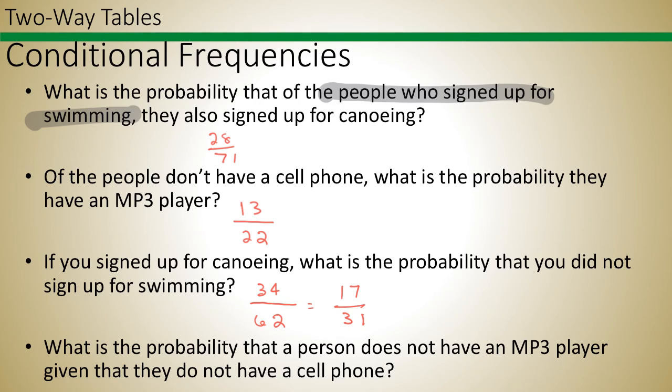And the last one, what's the probability that a person does not own an MP3 player given they do not have a cell phone? So here we're looking at the people who do not have a cell phone. That would be 22. The probability they do not have an MP3 player would be 9 over 22.